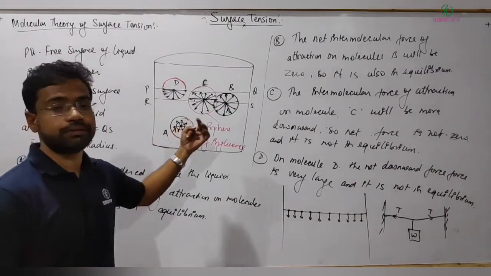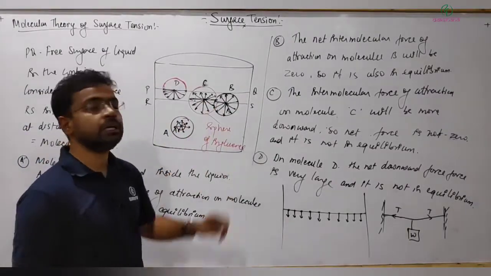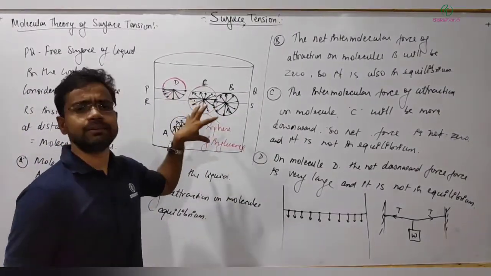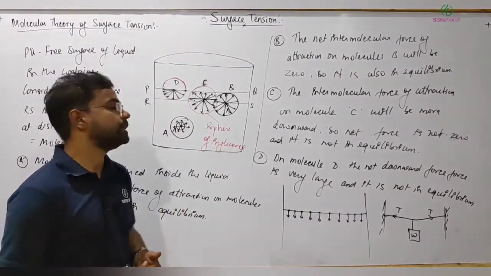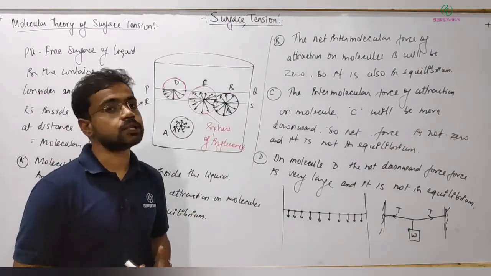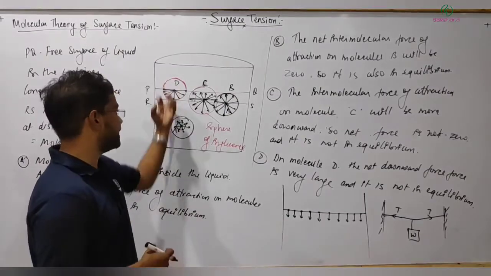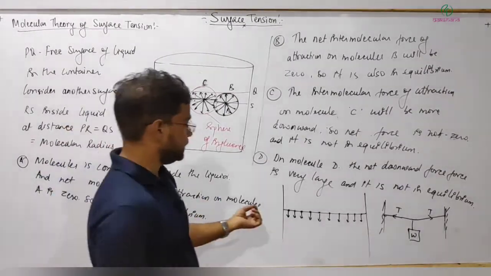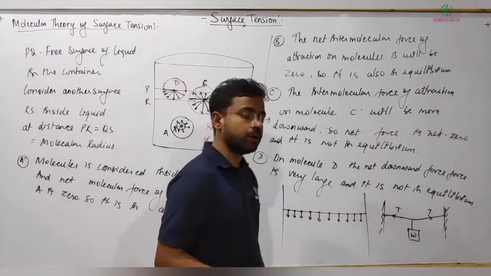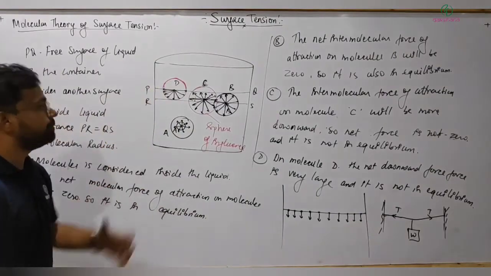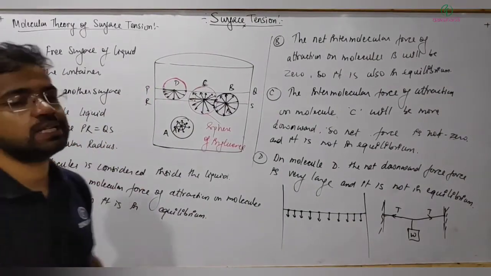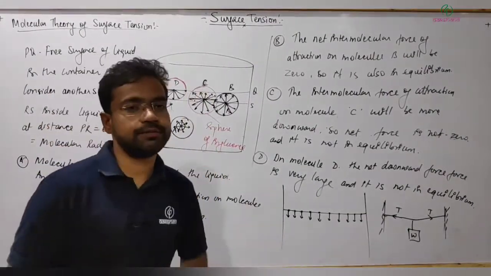Different molecules have different forces. A and B both are in equilibrium. C has a little bit of net downward force, but D is completely unbalanced. It is not in equilibrium, so it has a net downward force, and this is the situation of every molecule lying on the free surface. Because of that, the free surface of a liquid has some special property, and we define that as surface tension.